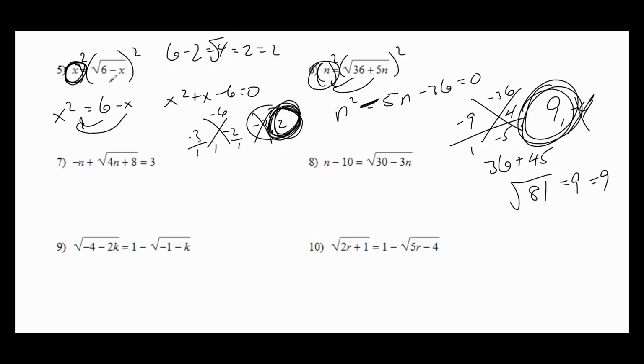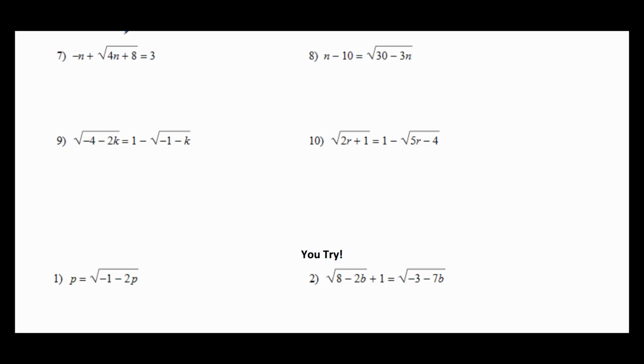Now let's get into some harder ones, because these are a little harder. Okay, number 7. Well, I need to isolate the root. Well, this is a negative n on this side, so this has to come over, so it's plus an n.